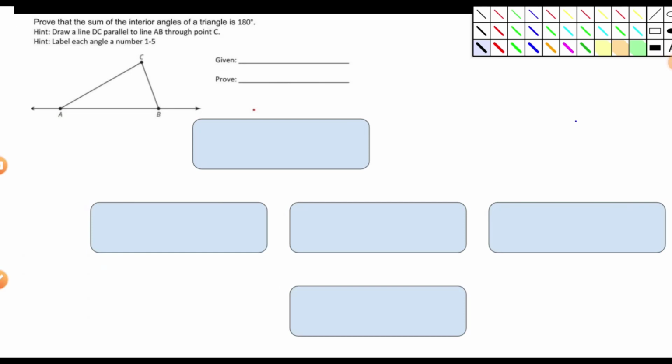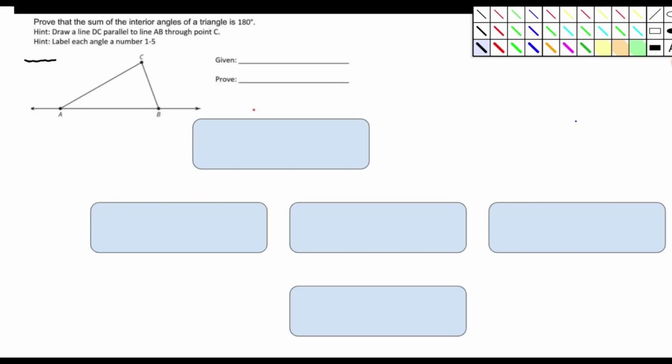All right, so in this problem, now that we've done the GeoGebra, we've seen the relationship. We should already know that the interior angles of a triangle add up to 180. But this time it says, prove that the sum of the interior angles of a triangle is 180. And they give us some hints. So we have to do what we saw in GeoGebra. We have to draw a line DC parallel to line AB.